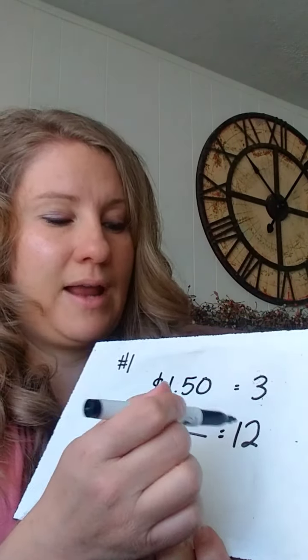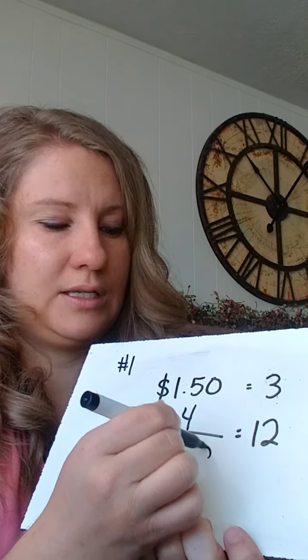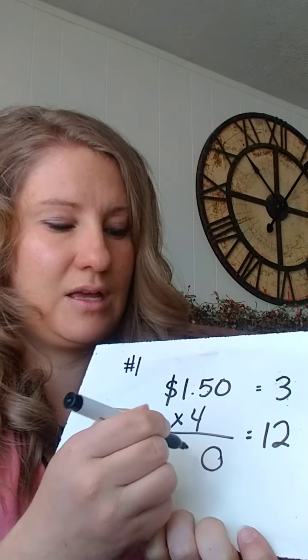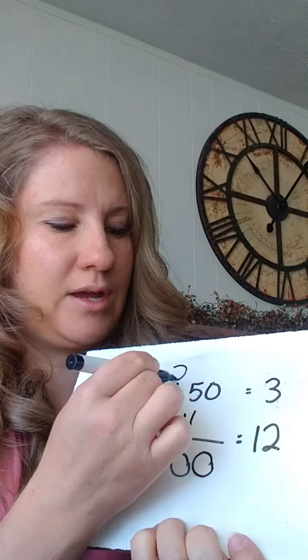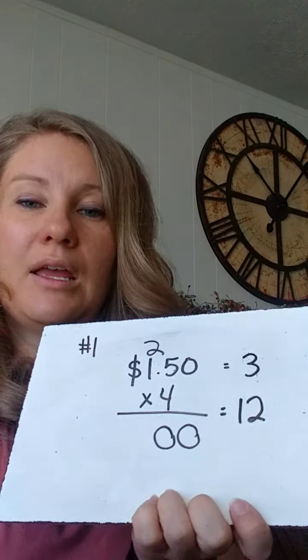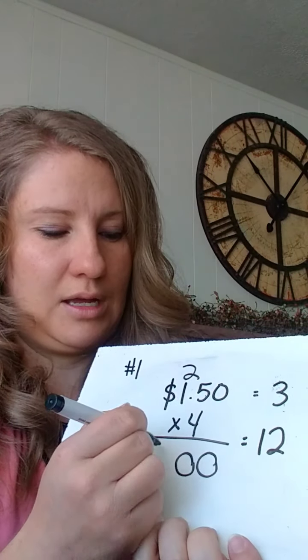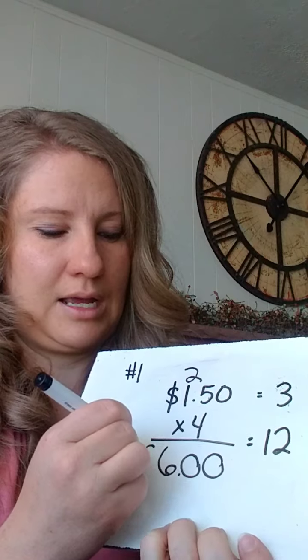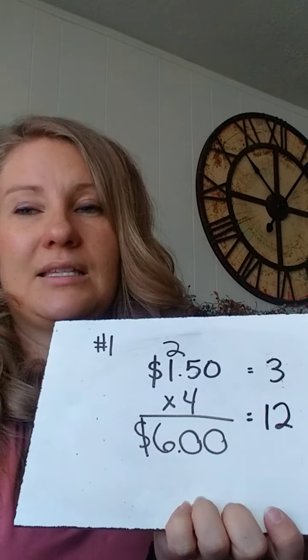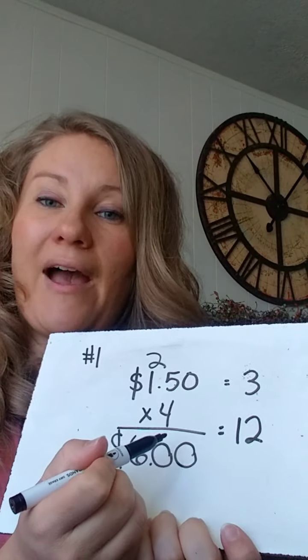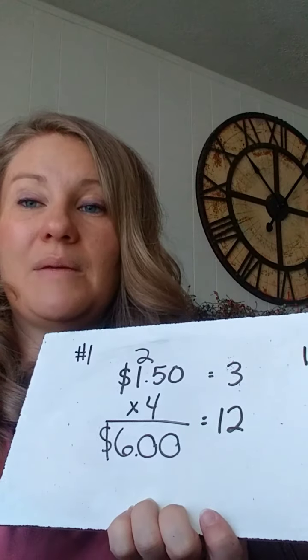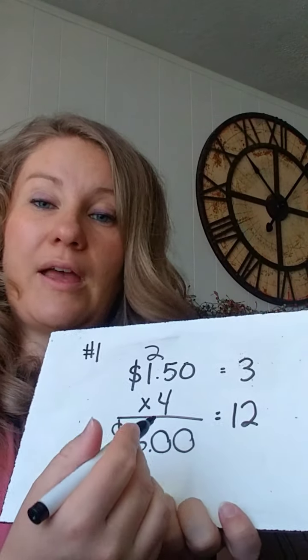So if we figure that one out, we go 4 times 0 is 0. 4 times 5 is 20. So I'll write my 0, carry my 2. 4 times 1 is 4, plus 2 is 6. And then we'll label. And that's how the two different ways we can figure out how much it will cost to feed 12 people from that can of soup.